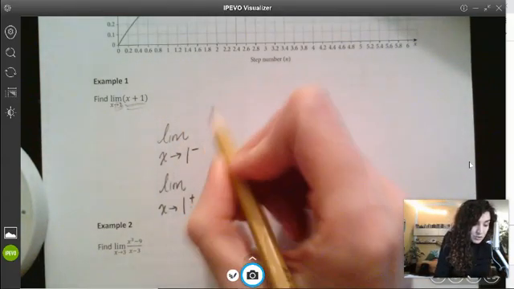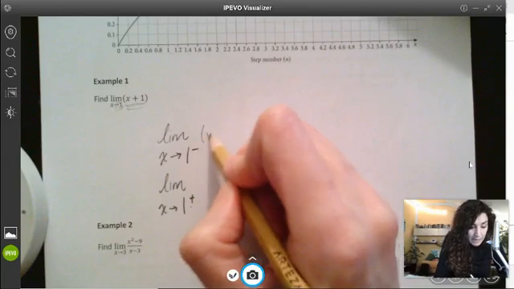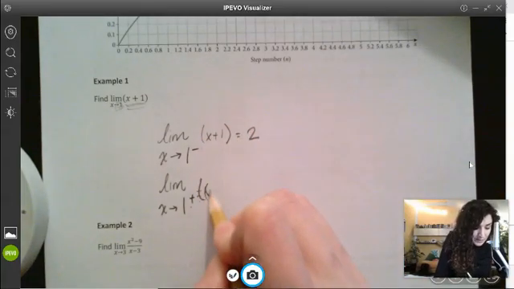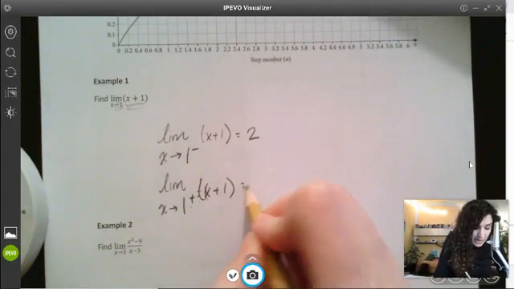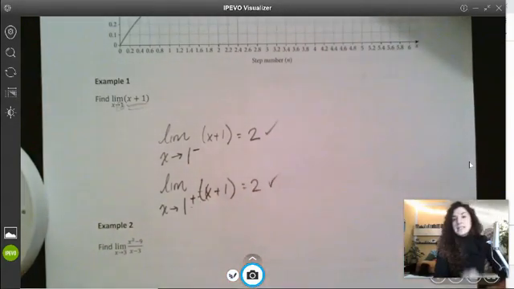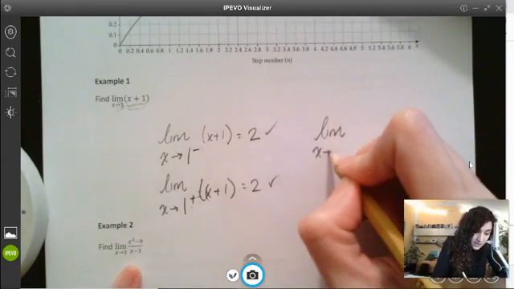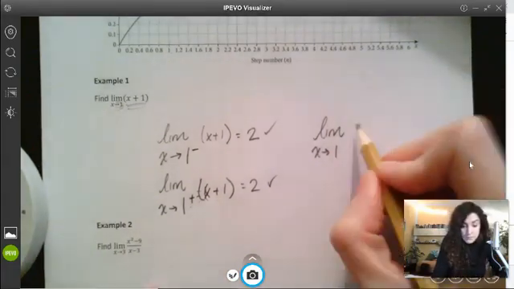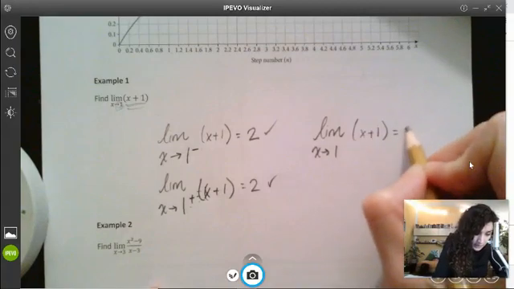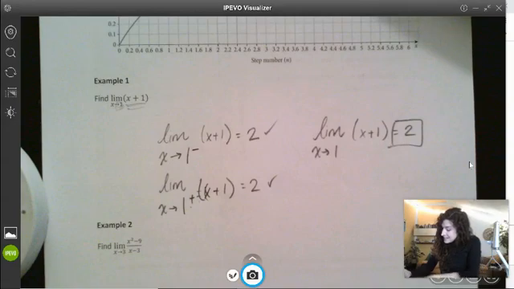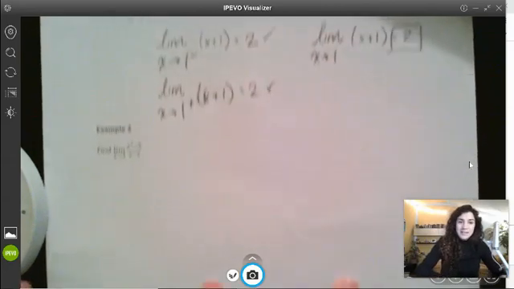So the limit as x approaches 1 from the left-hand side of x plus 1 equals 2. And it's the same with the right-hand side. Since they agree, we can say, okay, well then the limit as x approaches 1 of x plus 1 is 2. So it's pretty nice that way. It's not always going to be that nice. Let's see a situation where it might be a little bit less nice.